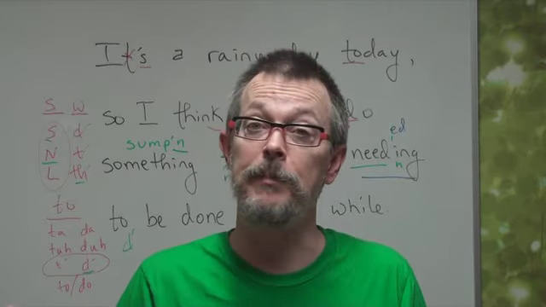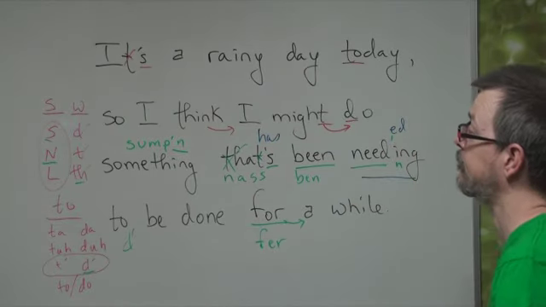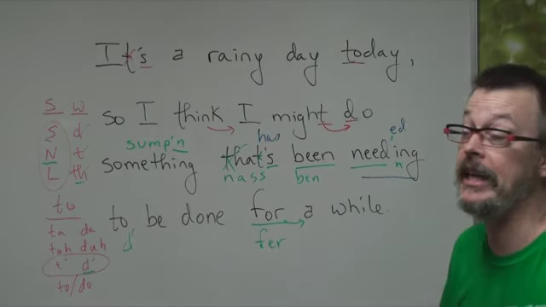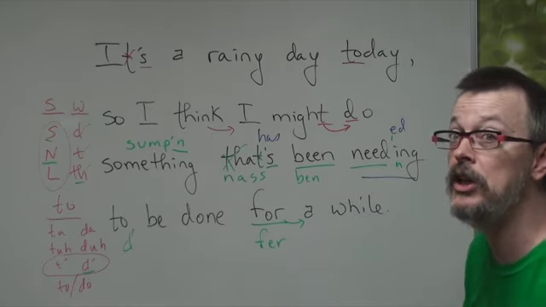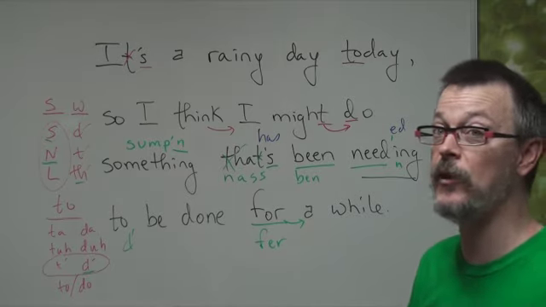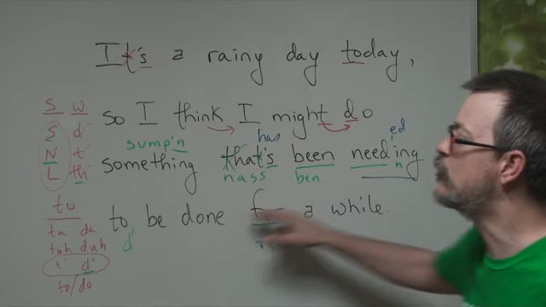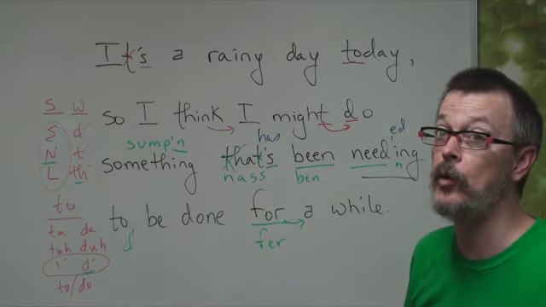But, typical American guy, southern accent. It's a rainy day today, so I think I might do something that's been needing to be done, needing to be done, needing to be done for a while. Something that's been needing to be done for a while. I really like this. Great pronunciation. Something that's been needing to be done for a while.